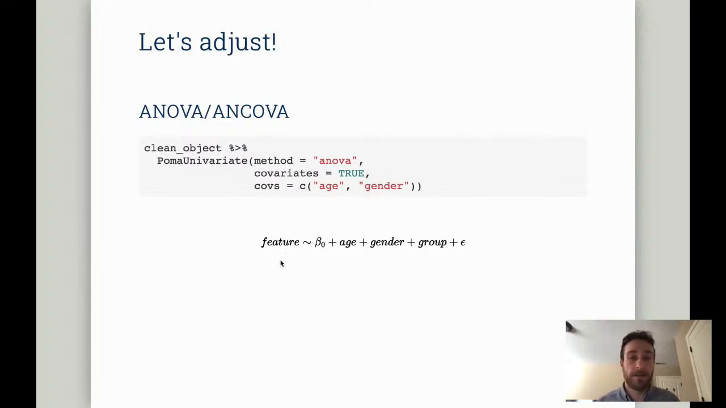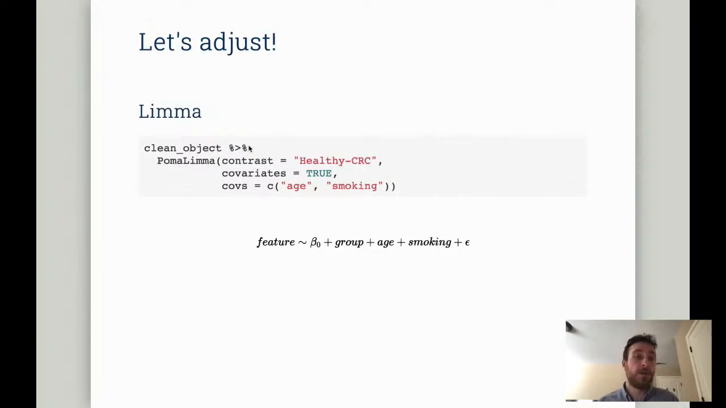The feature, in this case, is a metabolite. So we are fitting this model here: age, gender, and our group, that is our most interesting variable. And it's pretty easy to do that. We can do the same, for example, in Limma. We can fit a Limma model for this contrast, healthy against colorectal cancer, including covariates, and now instead of gender, we are including smoking, so age and smoking. Doing that with this line of code, we are fitting this Limma model.